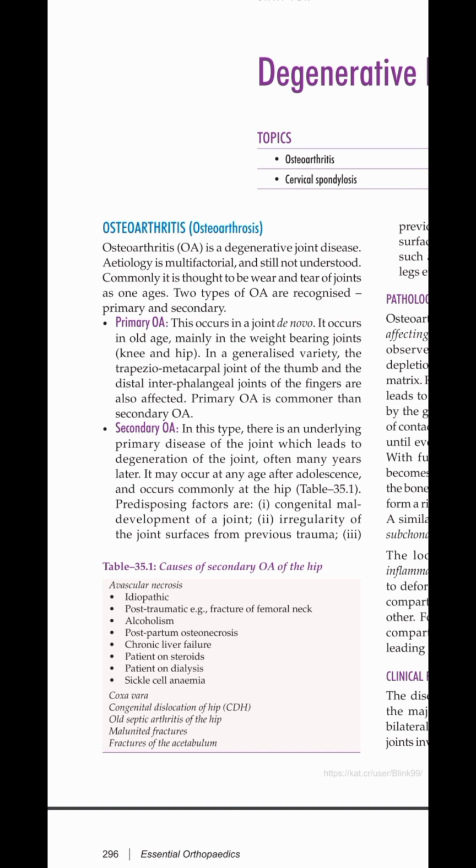Osteoarthritis is a degenerative joint disease. Etiology means mainly the cause. It's multifactorial and still not understood. Commonly, it is thought to be wear and tear of a joint as one ages. There are mainly two types organized.